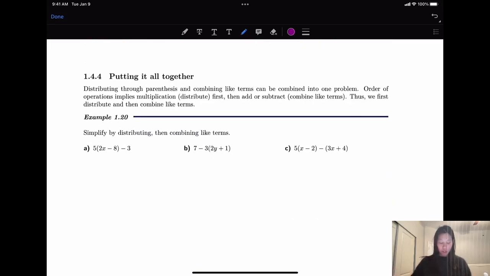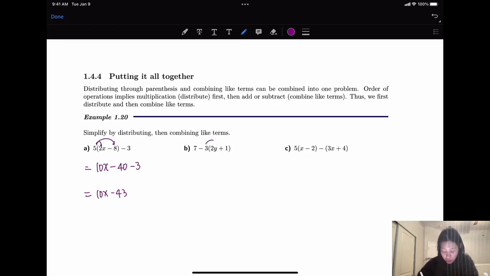Okay, so now let's put all of these together. How do we simplify and combine the like terms? We distribute the 5 inside the parentheses. 5 times 2x equals 10x, minus 5 times negative 8 equals negative 40, minus 3. The like terms, what are the like terms? The numbers, right? There are no other variables. So I have 10x minus 43.